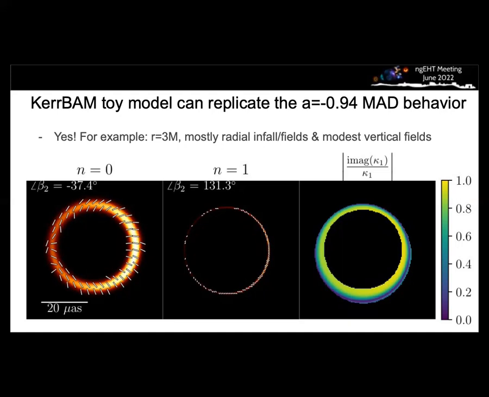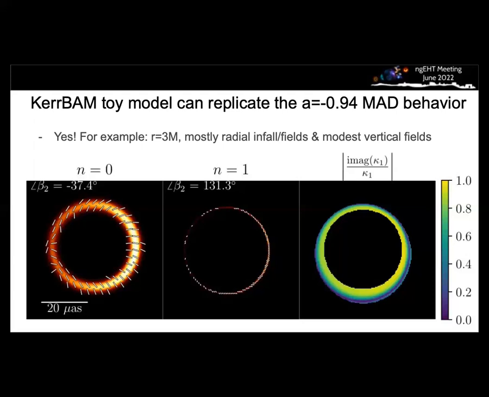In this case, we have a model which has a modestly negative beta 2 phase in the n equals 0, but in the n equals 1, it's flipped by nearly 180 degrees. And this is for a model with an R of 3 with mostly radial infall and modest vertical fields. This essentially tracks with MAD intuition, which at high spin tends to pack in most of its emission near the horizon. And what we see is that the Penrose-Walker constant is almost purely imaginary in the region of the photon ring, which is what we expect.